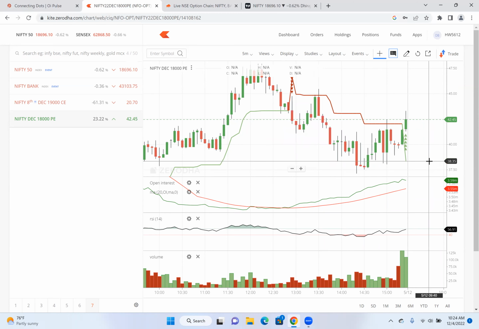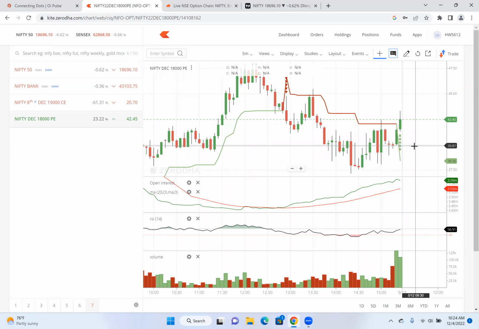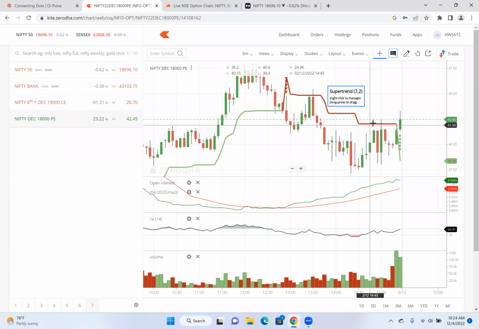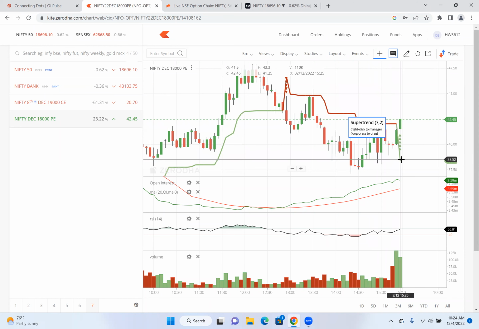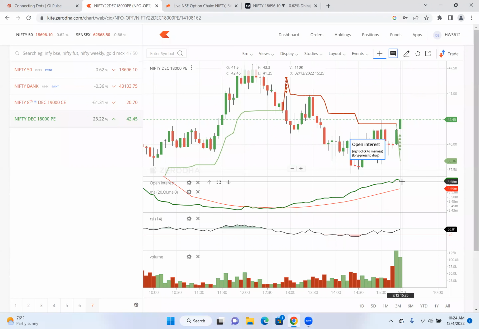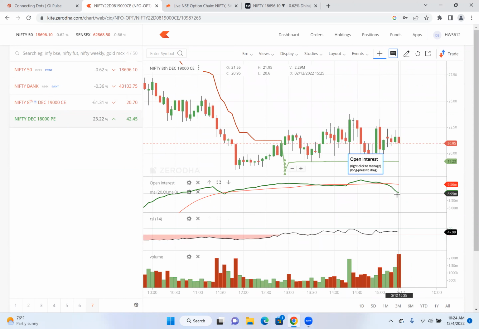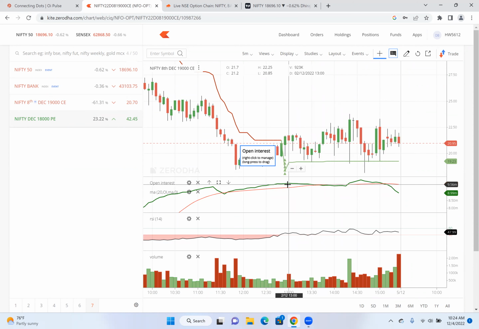But what I do is, when my condition is different, my condition is that the price should be bullish now. Super trend should be green rather than red. When I was selling, I was looking at red super trend. When I'm buying, I'm looking at green super trend. The OI should be falling instead of going up, and ideally it should be below this. So let me switch it back to the 19,000 call chart. As a buyer, I just look at the opposite of what I look at as a seller.